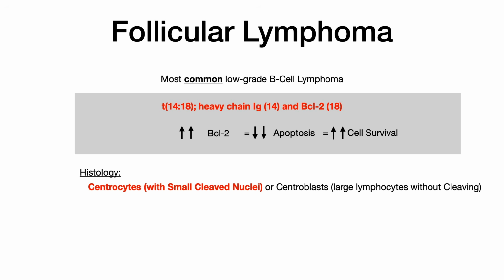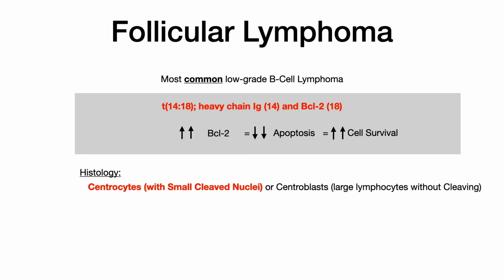So that's follicular lymphoma. Now, histologically, you need to know that there's going to be the presence of something called centrocytes. These centrocytes have small cleaved nuclei. Occasionally, they might really throw you a curveball and give you a centroblast. Centroblasts are large lymphocytes but do not have the cleaving. So if you see either of these terminologies, centrocyte or centroblast, think follicular lymphoma. If you see small cleaved nuclei, think follicular lymphoma.